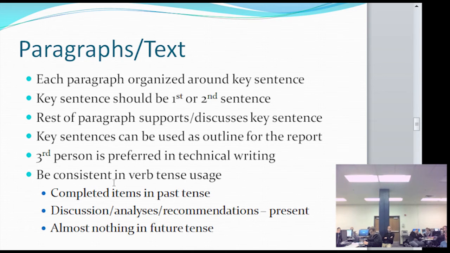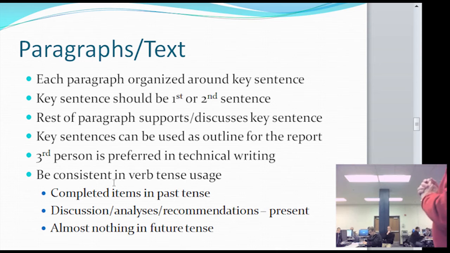In technical writing, third person is preferred. Okay, and what is third person? He, she, it, they. Third person tends to let you go into the passive voice more often. Not that anything's wrong with that, but usually technical writing is done that way. Certainly in third person rather than I.